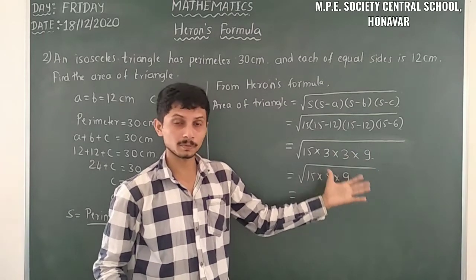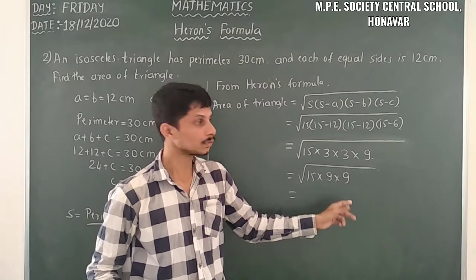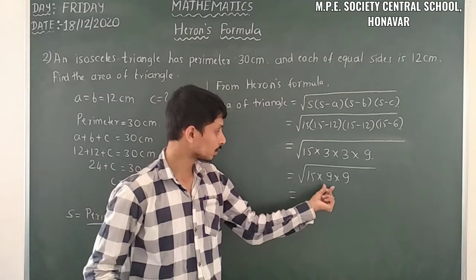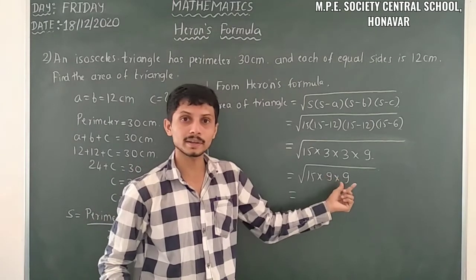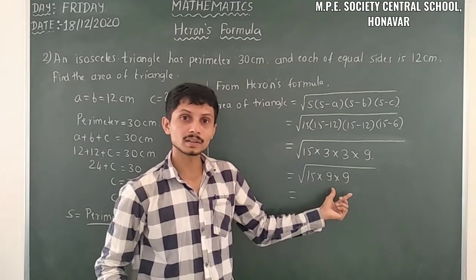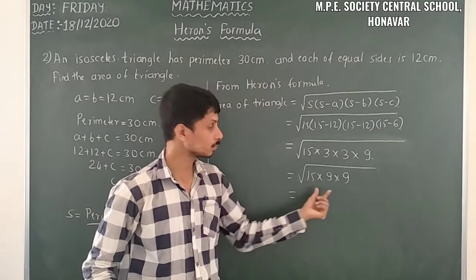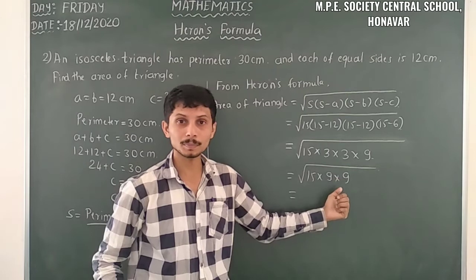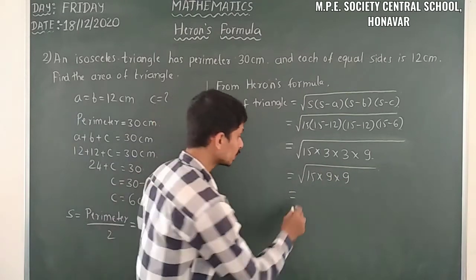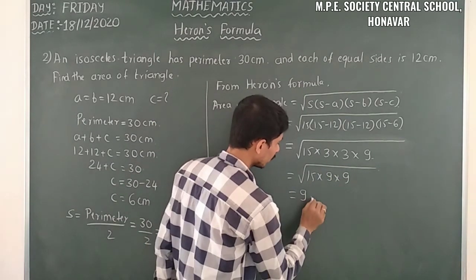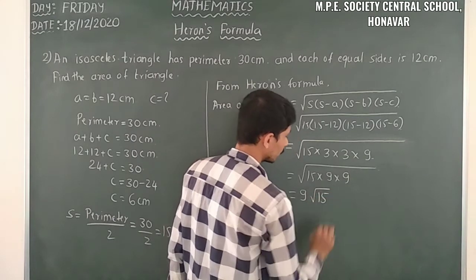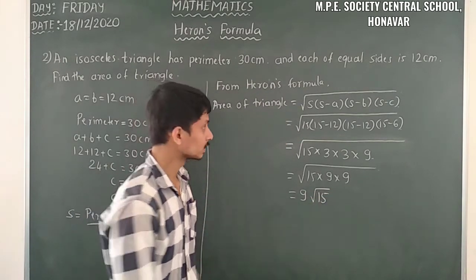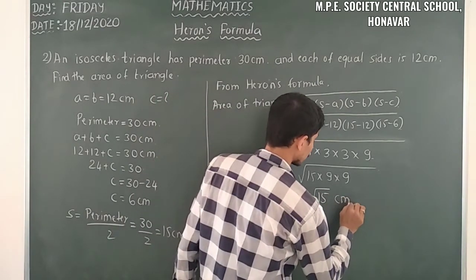So 81 is a perfect square. So that's why we can take the square root. When we take the square root of that one, again we have the 9. So here we have the multiplication of two identical terms. So we can take those two outside because it's a 9 square. When we take the square root of that one, 9 only remains. So we can take out 9 here, and the remaining part we have 15. So 9 root 15 centimeter square.